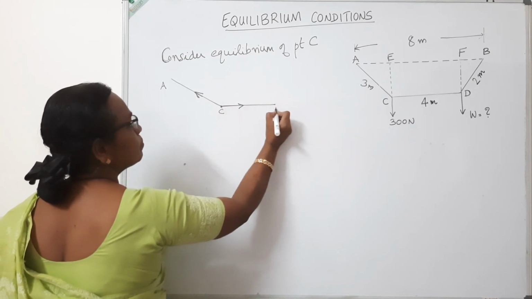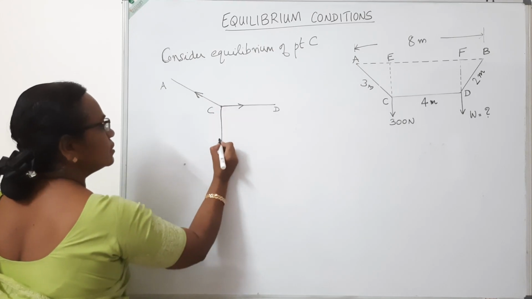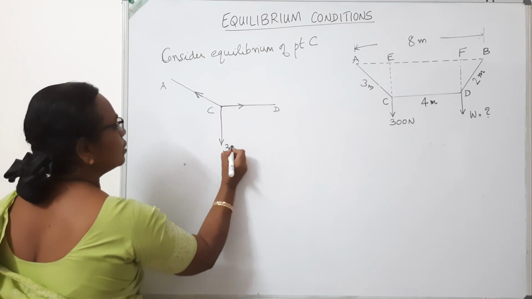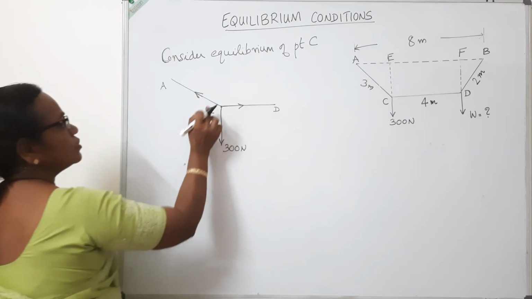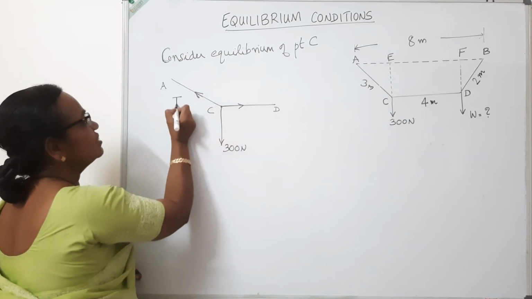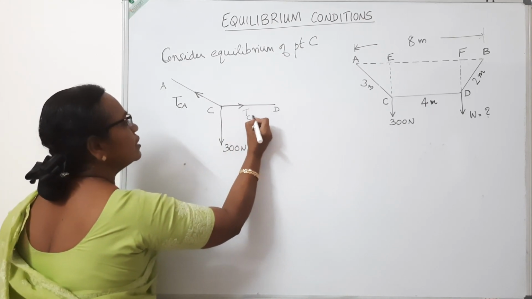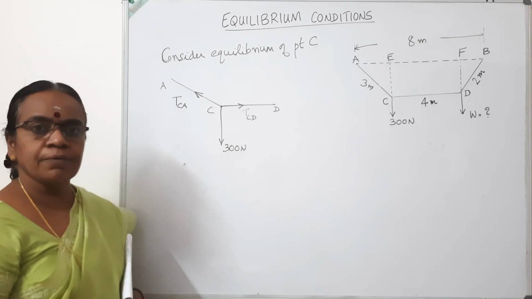Tension in CD and the weight 300 Newton. So this joint is in equilibrium under the action of tension in CA. I will mark TCA, tension in CD, TCD, and 300 Newton.